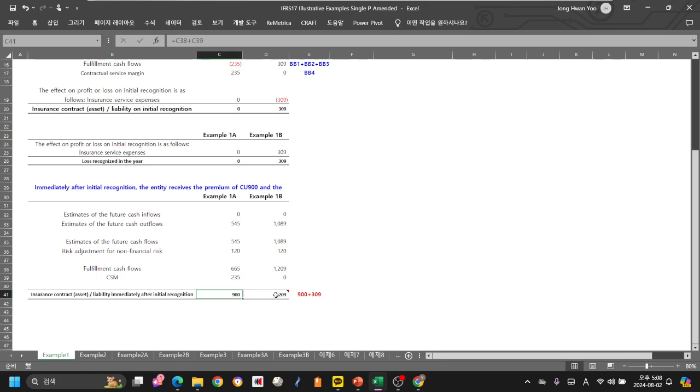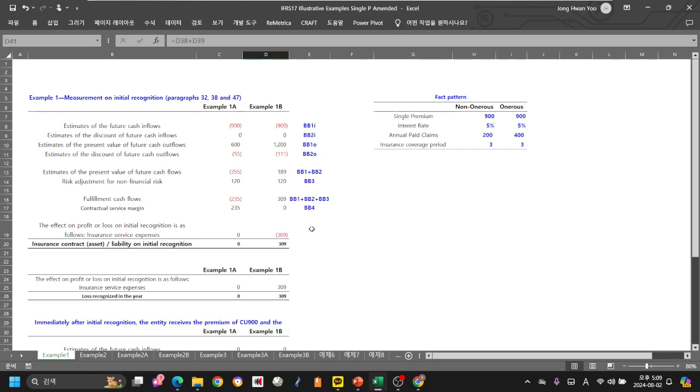But for the onerous group of contracts, you cannot use the premium allocation approach out of the total 900, because you let go of your insurance contract liability obligation by the amount 309, which is a loss component, right? So that's how the initial measurement works.